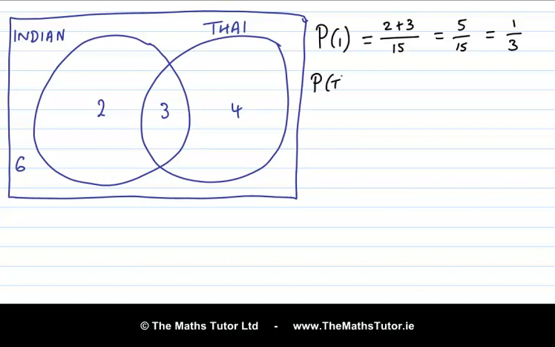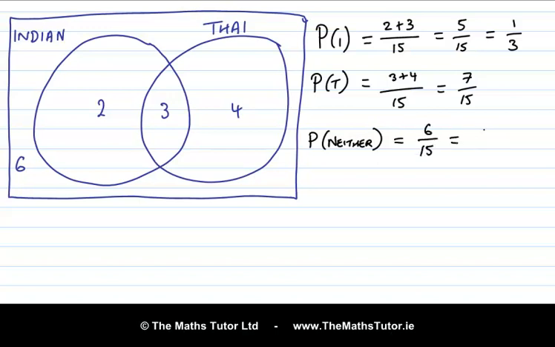What's the probability of picking someone who likes Thai food? Well, that's 3 plus 4 divided by 15, which is 7 over 15. And we can't simplify that any further. What's the probability that someone likes neither of these? Well, there are 6 people who like neither Indian food nor Thai food. So that's 6 out of a total of 15 people. We can simplify that to be 2 over 5.